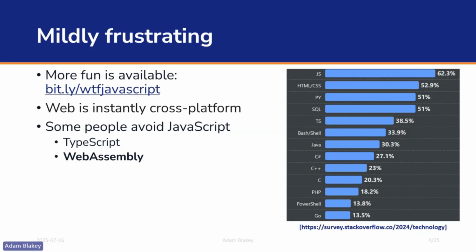But I think one of the reasons that JavaScript is so popular is just because the web is such an instantly cross-platform place to deploy your applications. It's so easy to fire up a web browser and just go to a URL and access your applications. I think some of the examples I've shown here explain why some people might want to avoid JavaScript, or why people do avoid JavaScript.